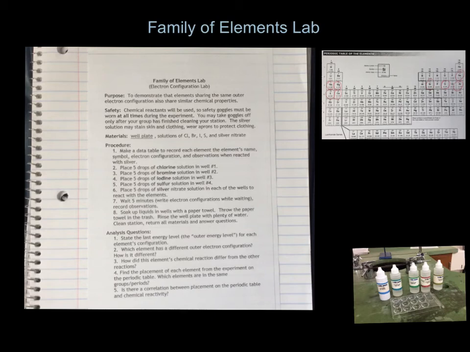As we go into our unit on periodic trends, the family of elements lab that we do is a very good demonstration of where things are in the periodic table can give you a good idea of how they're going to react. And we're going to study 4 solutions, 4 different elements, and how they react with a fifth substance, our silver nitrate, in this lab.